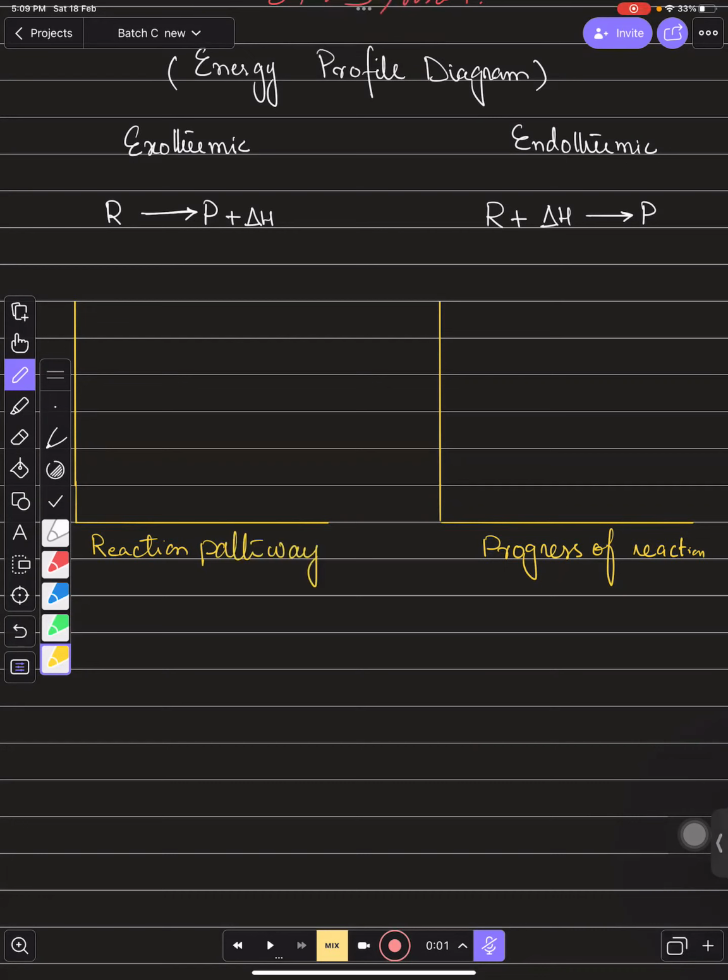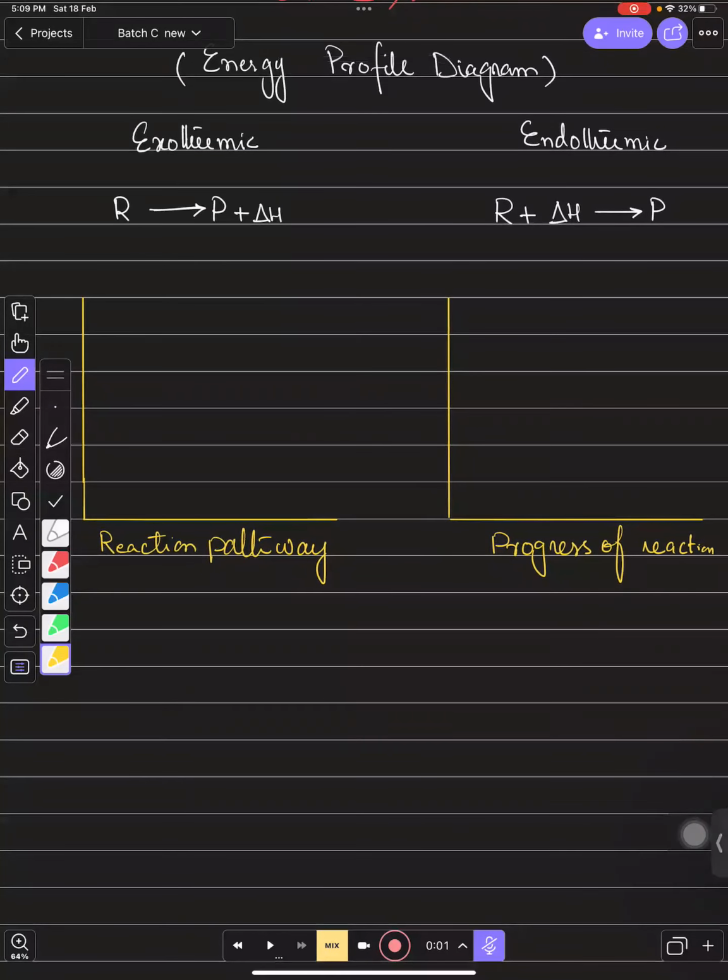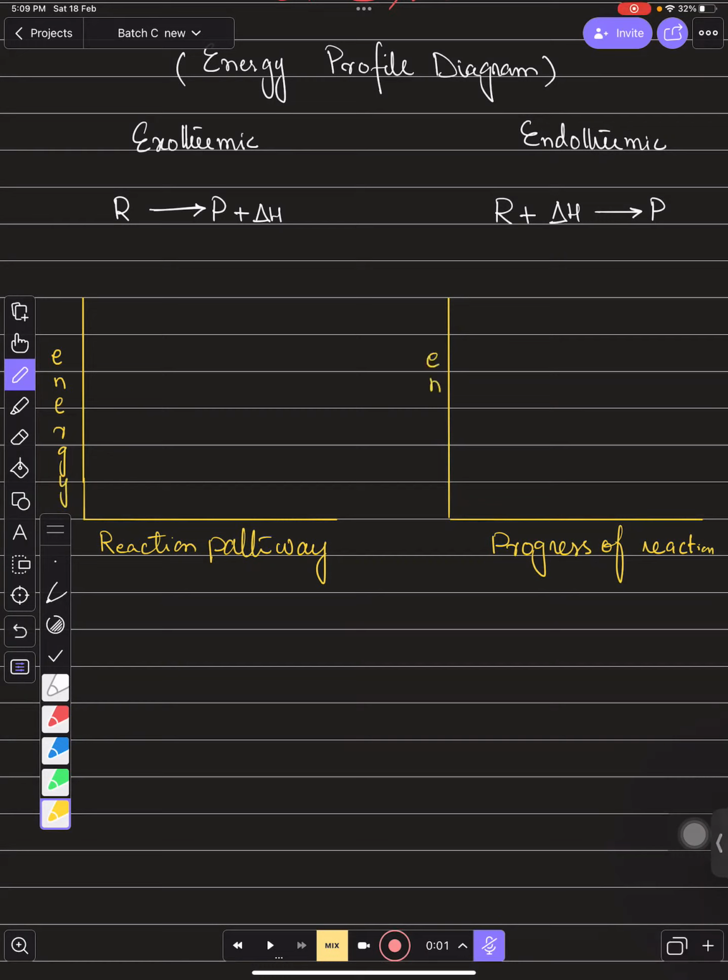In the exam they can even ask you to label the axes as well. It's very important to understand. You need to remember that in the exam they may tell you, kids, label the axes, and it would be for 1 mark. You need to remember. And then on the y-axis it would be energy.